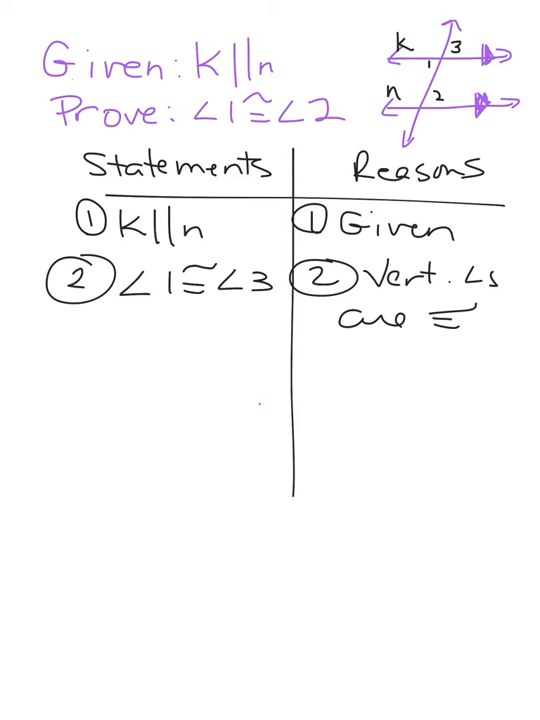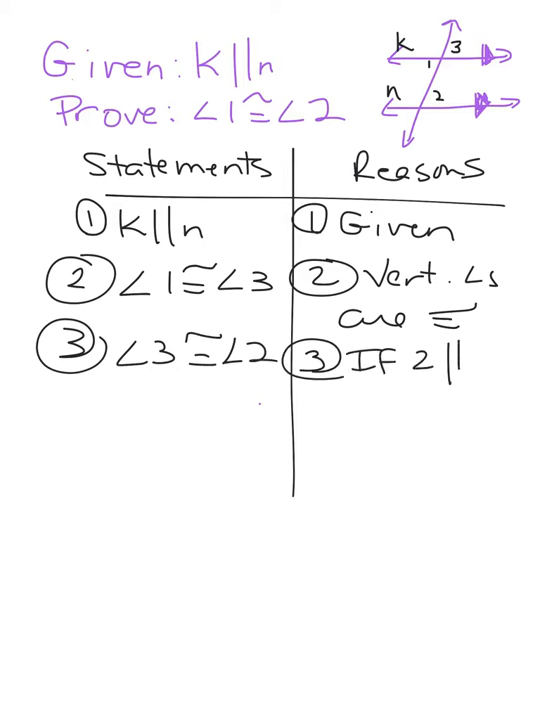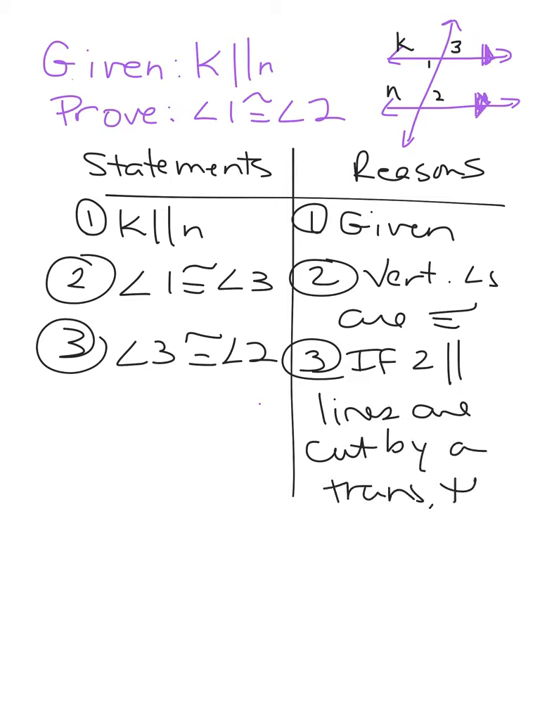Also because these lines are parallel, we can also say now, because we know about corresponding angles, that angle 3 is congruent to angle 2, and that is because, now we need to write the whole thing out. If two parallel lines are cut by a transversal, then we know corresponding angles are congruent.